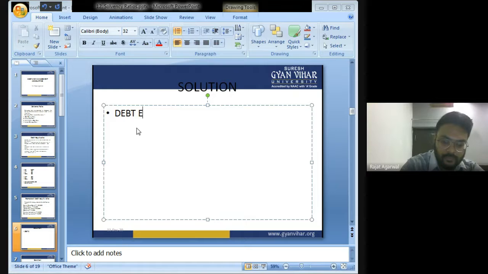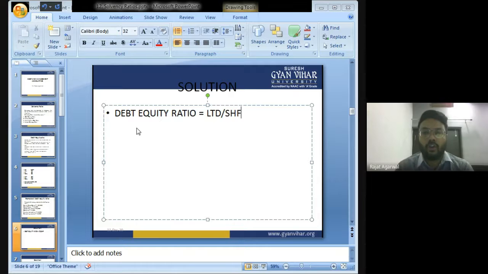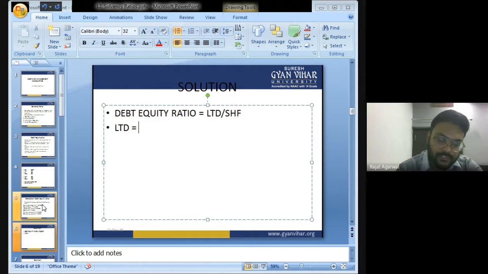debt equity ratio. What is the formula? Formula is long-term debt divided by shareholder fund. Now to calculate debt equity ratio, I need two things. One is long-term debt and one is shareholder fund. So now I am going to calculate long-term debts. Let's see.